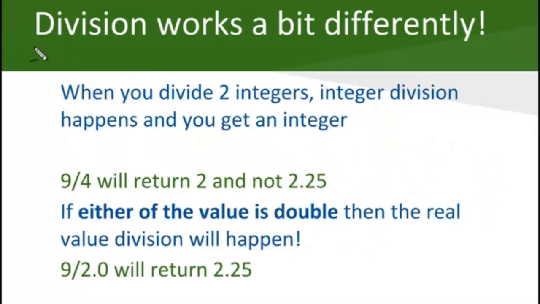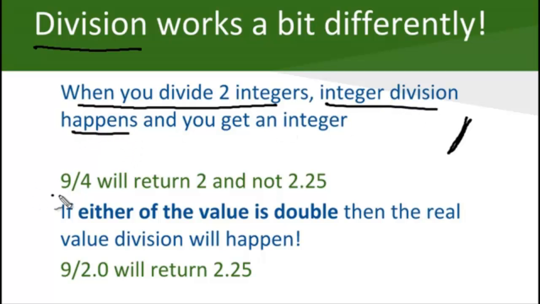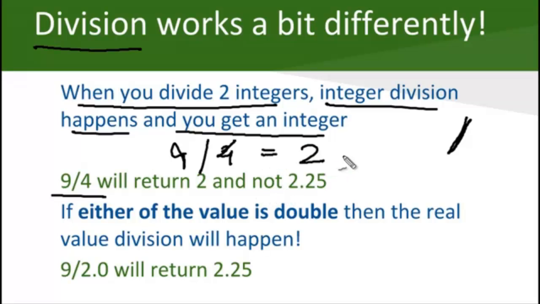As I mentioned, the division operator works differently. The problem is that when you divide two integers, integer division happens. Suppose you divide 9 by 4. 9 is an integer and 4 is an integer. So when you divide two integers, integer division happens and you get an integer no matter what. If your result is 2.25, you will only get the integer 2.